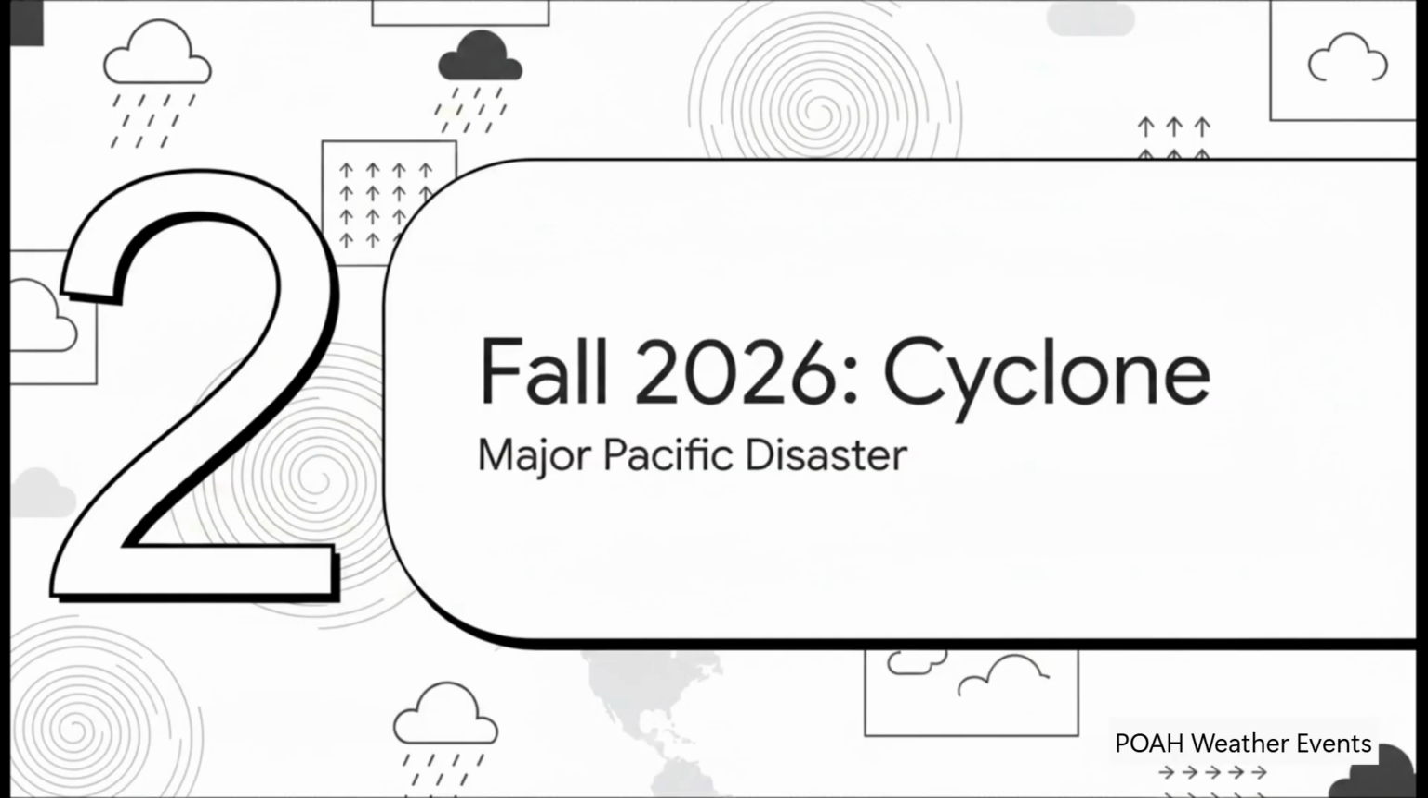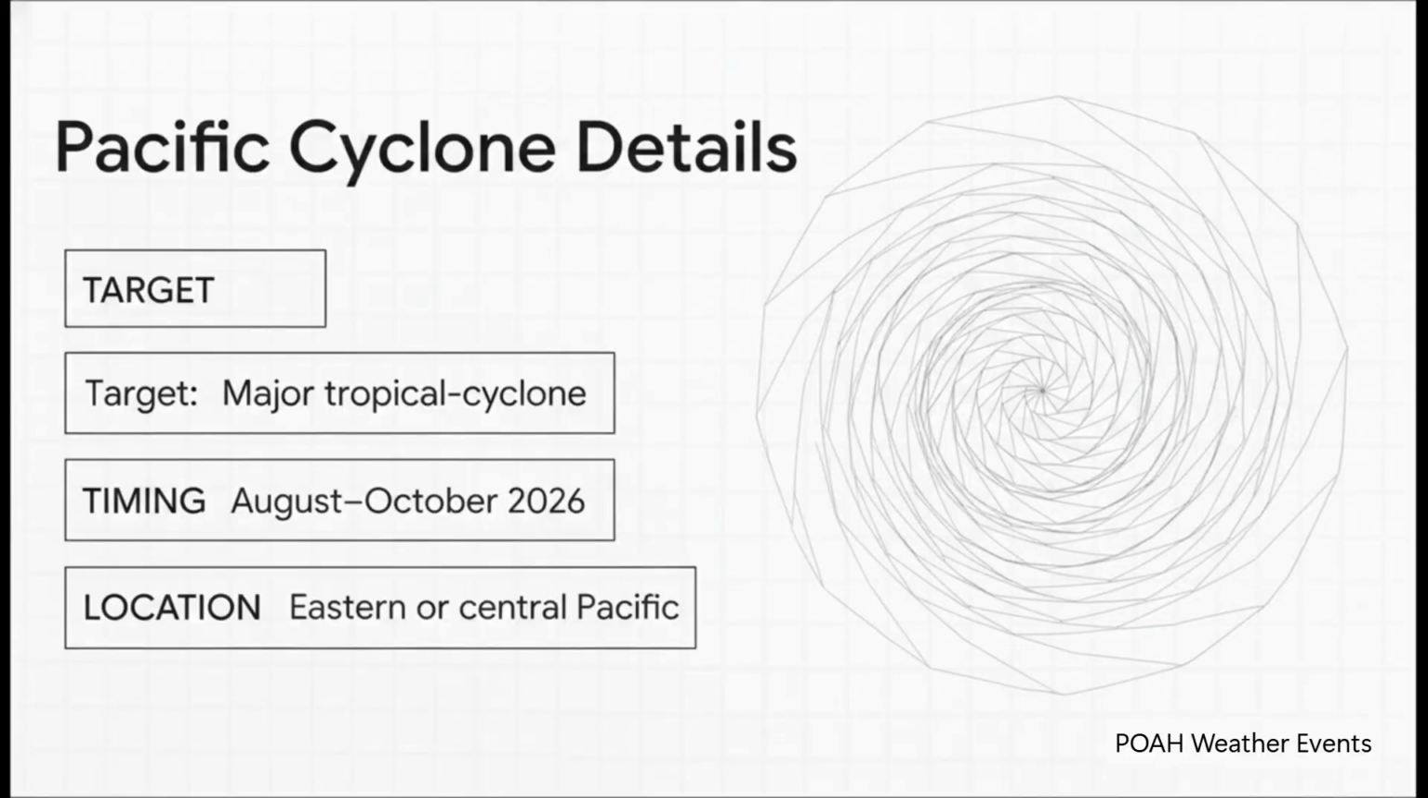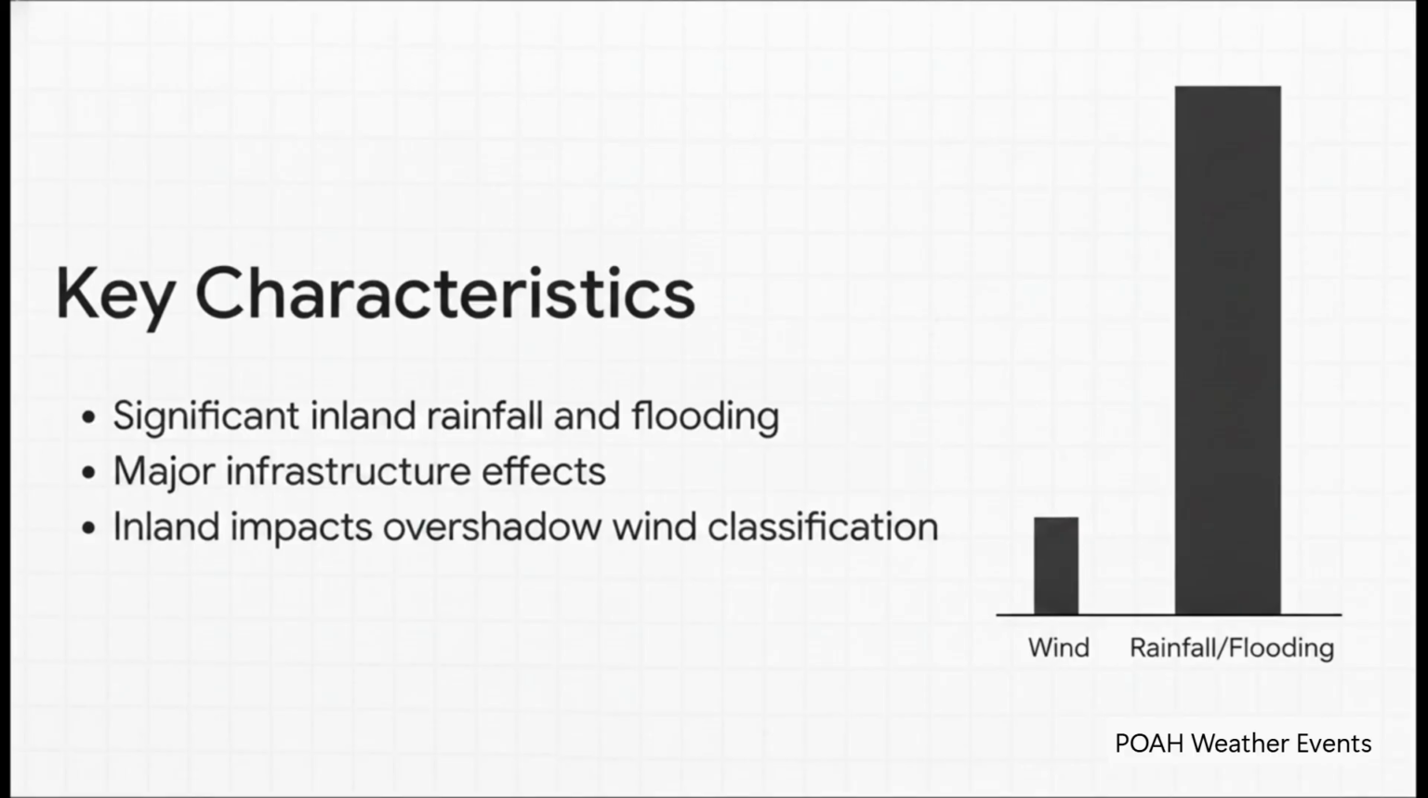Moving on to Part 2, Fall 2026, mapping out a major Pacific cyclone disaster. Our very first target identified by the remote viewing session hits right between August and October of 2026. The AI markers here are crystal clear. They point to a major tropical cyclone, or potentially a massive remnant moisture disaster forming in the eastern or central Pacific.